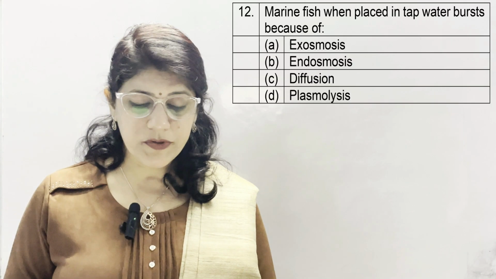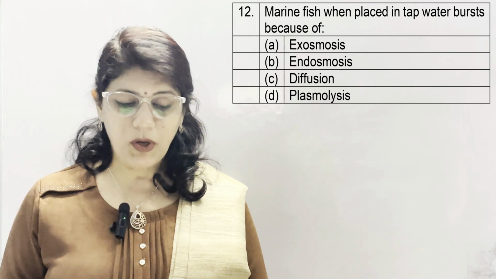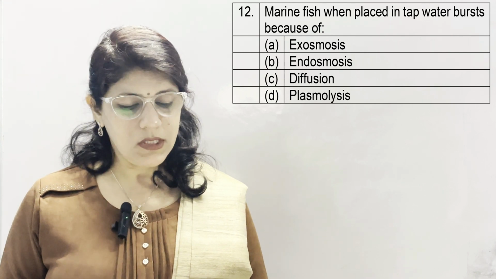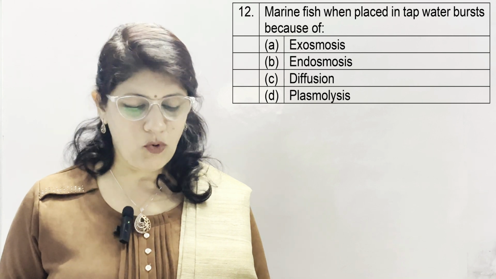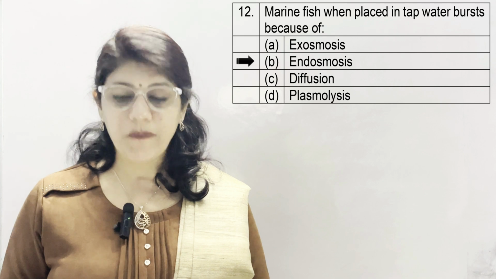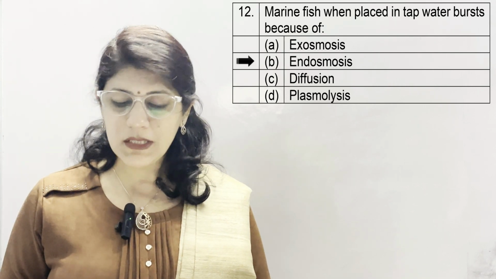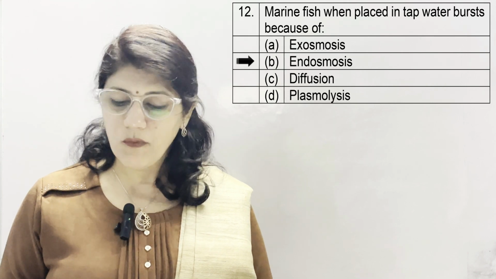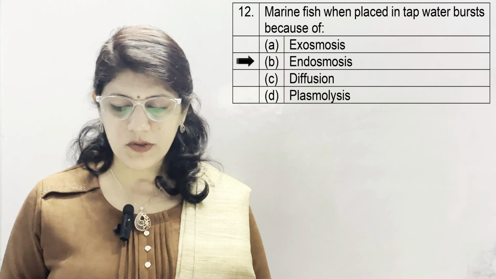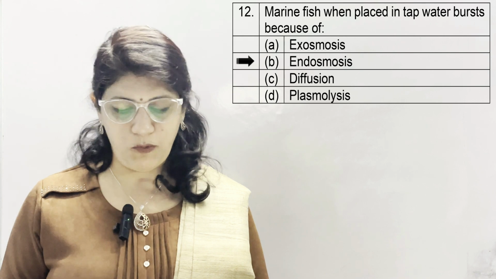membrane. In question number 12, marine fish when placed in tap water burst because of A, exosmosis, B, endosmosis, C, diffusion and D, plasmolysis. And the correct option is B, which is endosmosis. Because marine fish are accustomed to salt water, means high concentration of solutes, whereas fresh water is devoid of solutes. So endosmosis causes the fresh water to diffuse into the cells and hence they explode.